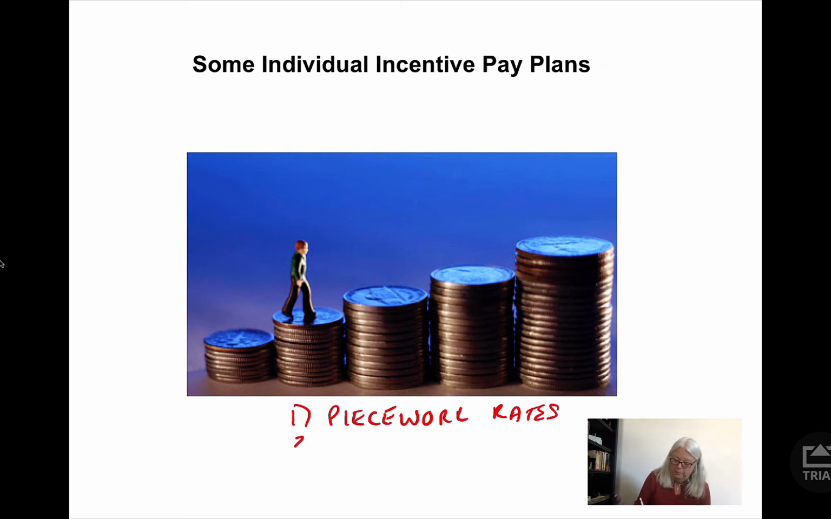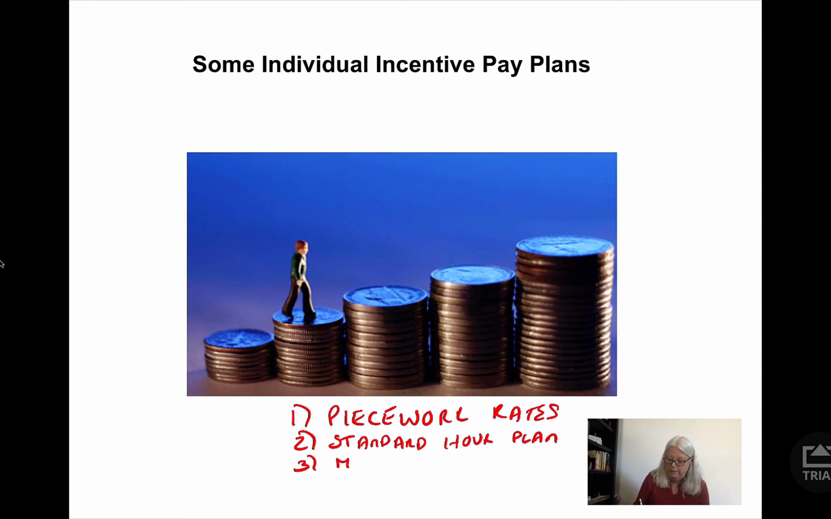Okay, another form would be the standard hour plan. And it works sort of the same way, only you calculate a little differently. What this says is that every hour I expect someone to produce 2 items. So if you produce the 2 items in that hour, you get the base rate. If you produce 3, then you would get more based upon additional. So just kind of piecework, but just looking at it differently.